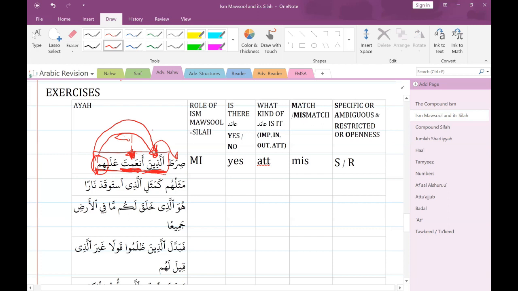So those are the ones we're talking about. We're not talking about you and amta. We're talking about those who, and the a'id is there to tell us that. So I don't know if that clarifies it.